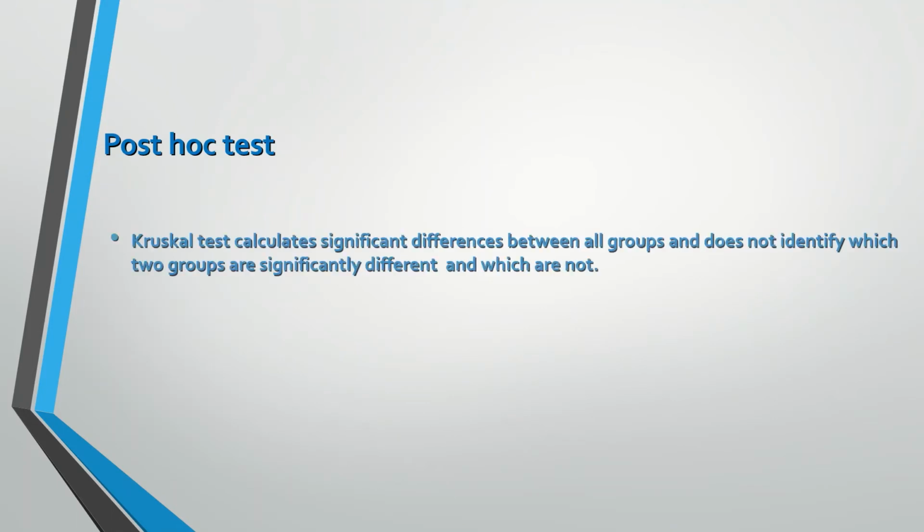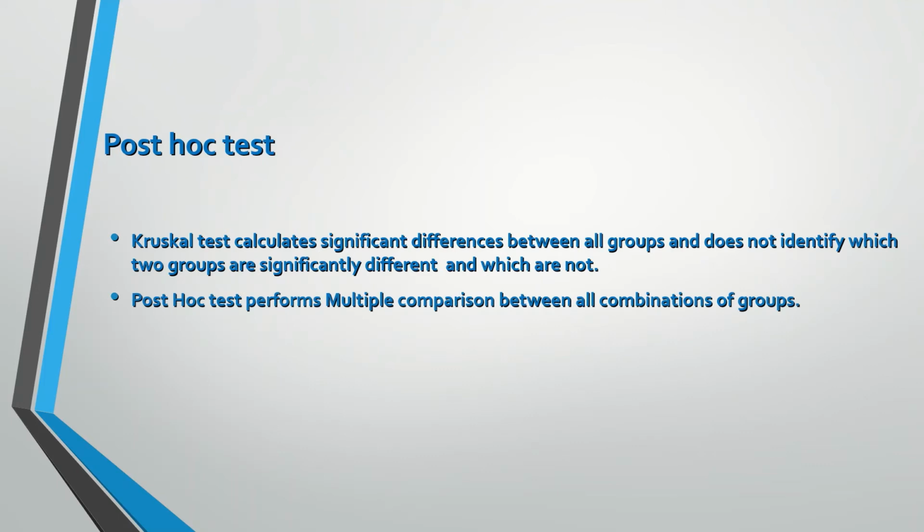Now, the Kruskal-Wallis test calculates the significant differences between all groups, whether you have 3, 4, 5, but it doesn't identify which 2 groups are significantly different and which are not. And to find that out, you can do it in 2 different ways. The first one is using the Mann-Whitney U test, which I've described previously. And the other one is post hoc. Post hoc tests perform multiple comparisons between all combinations of groups.